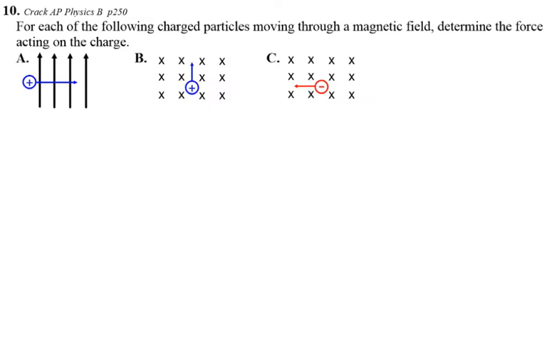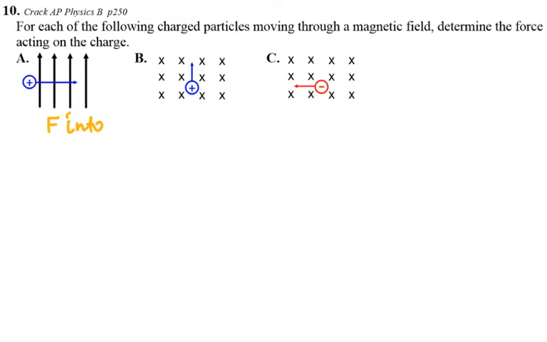In this question, we have a positive charge in A, a positive charge entering the magnetic field lines. I have to use the right hand rule to determine the direction of the force acting on the charge. Pause the video so you can check your answers, and after you unpause you will see the answer. So in this question, the force acting on the charge is into the page.